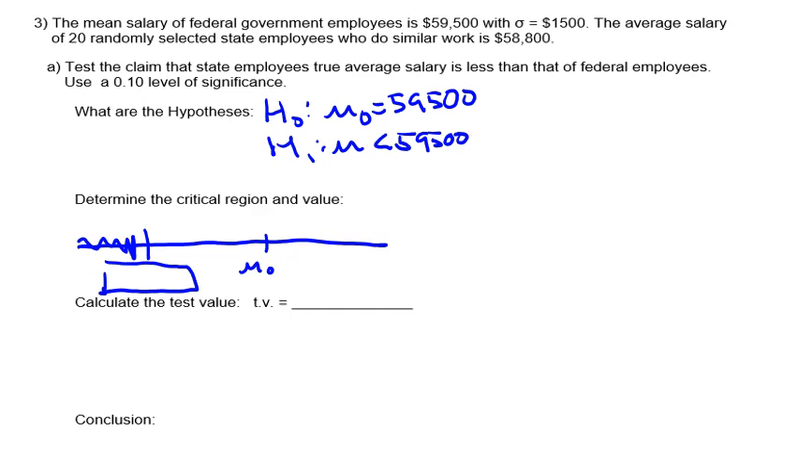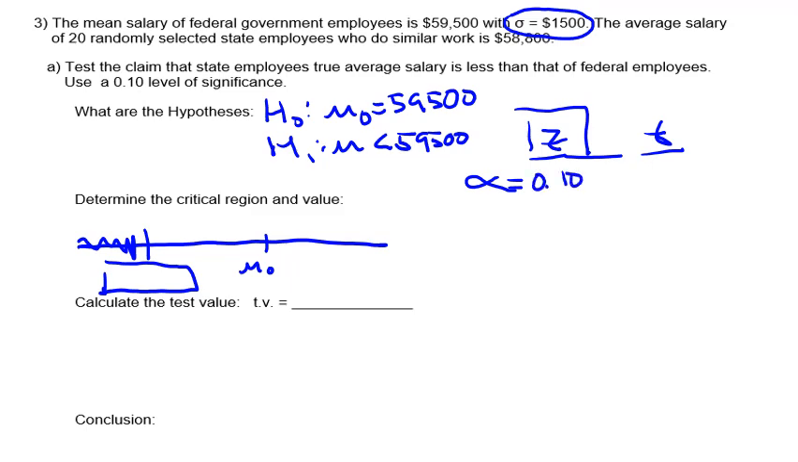Now, that critical region is also based upon a t or a z-score. So is it t or z, right? Well, once again, we go looking for the population standard deviation. There it is. So we know it's going to be a z-score. The z-score is associated with the level alpha, which is 0.10. We only have one tail, so we're going to work with alpha of 0.10.